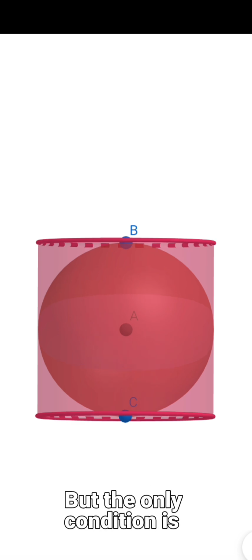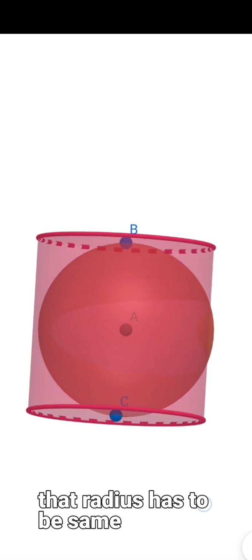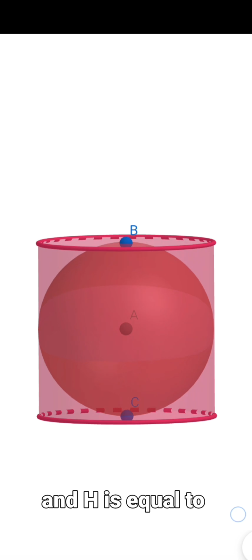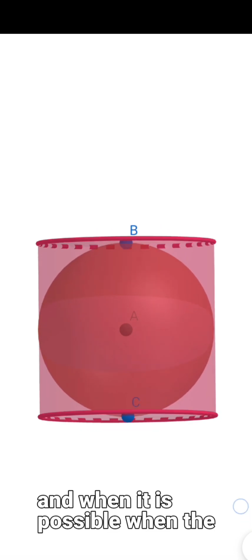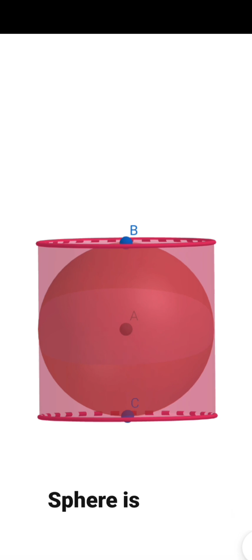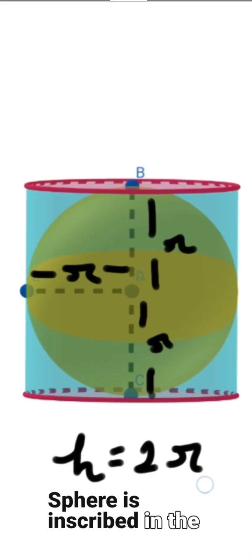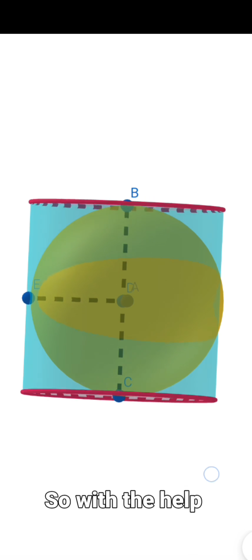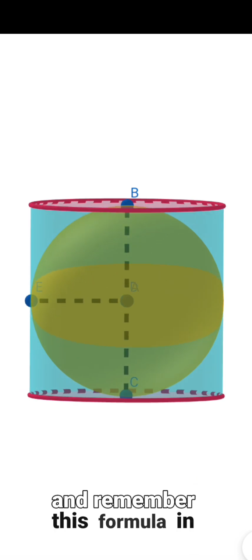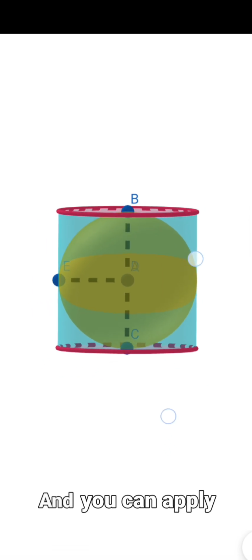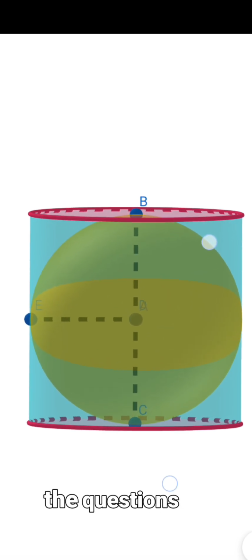But the only condition is that the radius has to be the same and h is equal to 2r. And when is it possible? When the sphere is inscribed in the cylinder. So with the help of these comparisons, you can understand and remember these formulas in a much better way, and you can apply these formulas in the questions more efficiently.